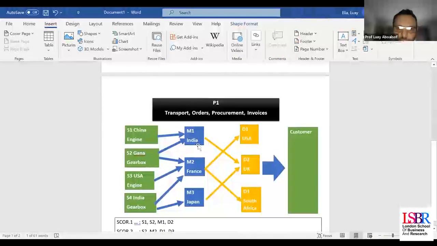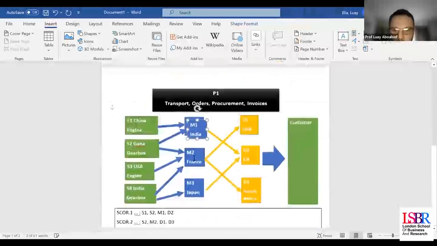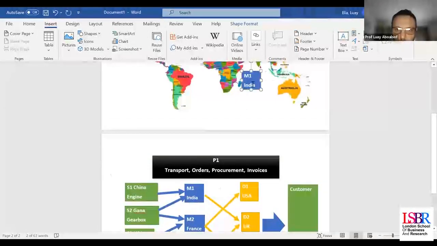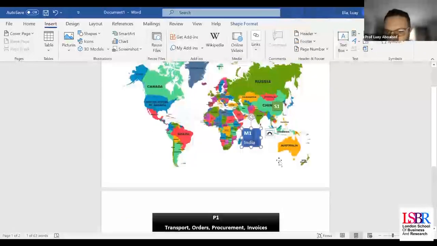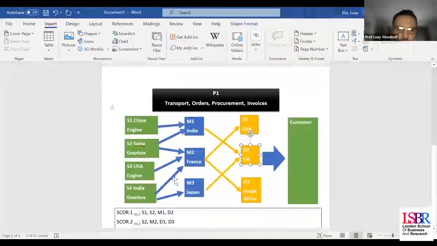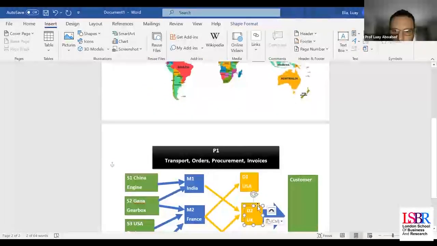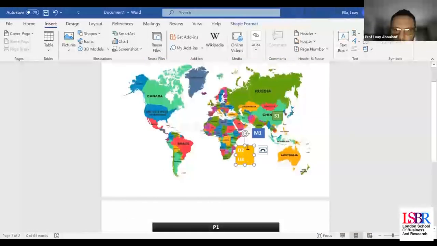Then it's going to, where is M1? M1 is in India. So I've got M1 in India. India is there. And then they both go into D2. So I've got S1, S2, M1, D2. D2 is in the United Kingdom. And where is the United Kingdom? It's there.